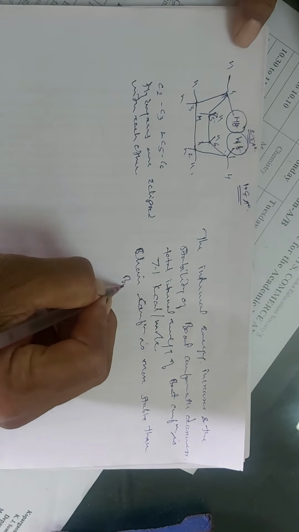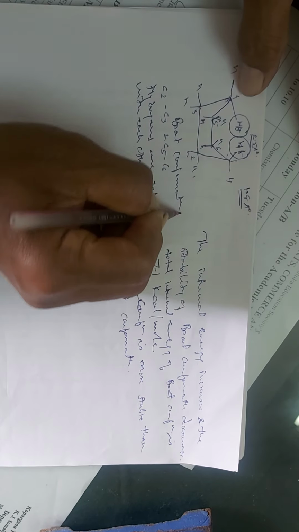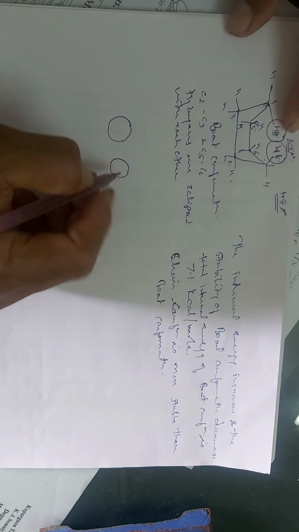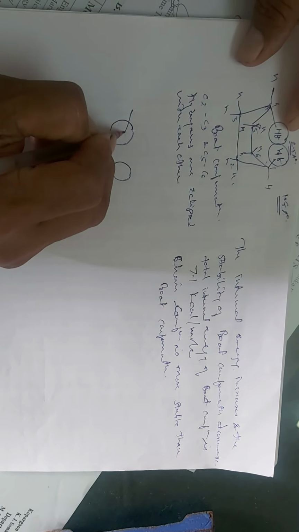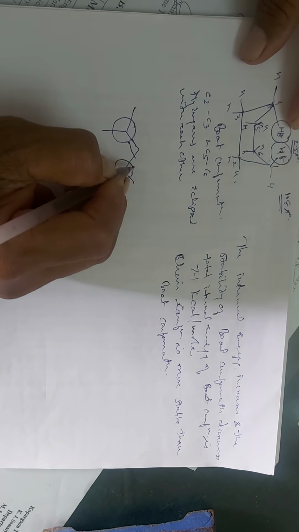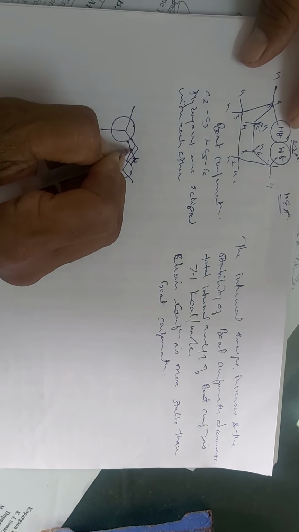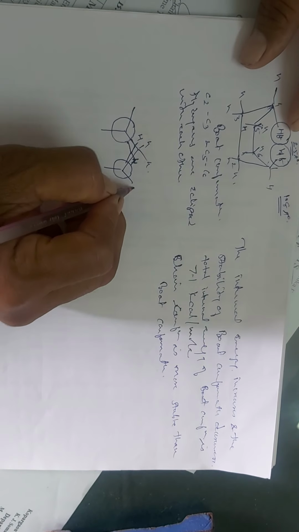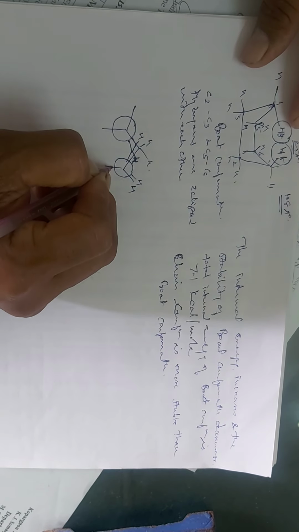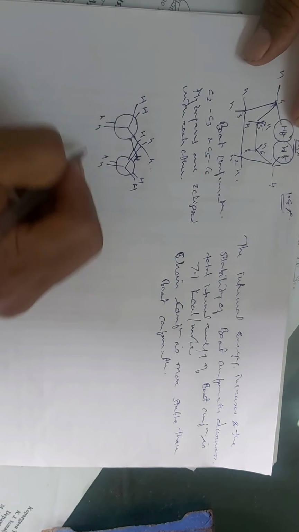And now if you draw the Newman's projection formula for this boat conformation, so here this is the boat conformation, and if we draw the Newman's projection formula for this, you will get this type of conformation, in which again all these hydrogen atoms are eclipsed to each other.